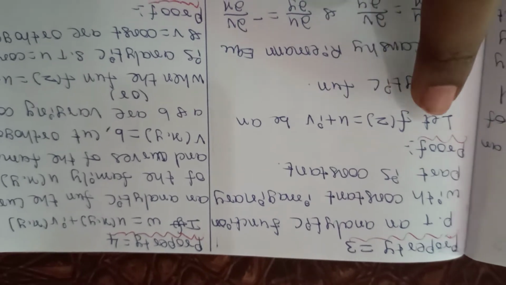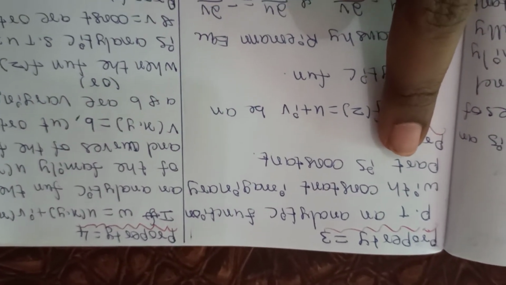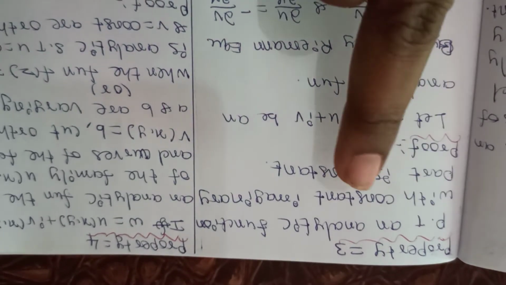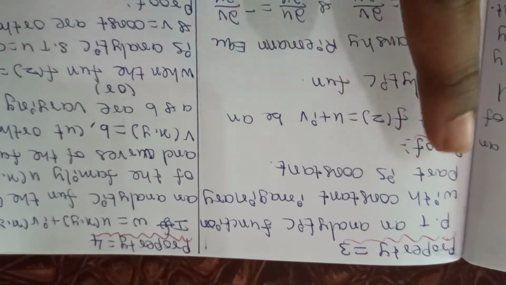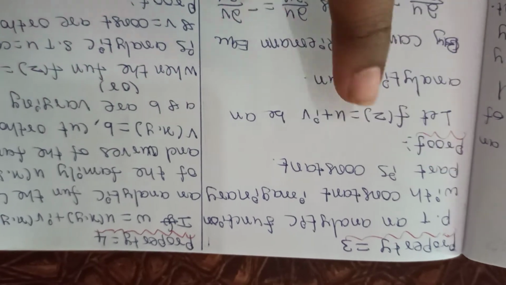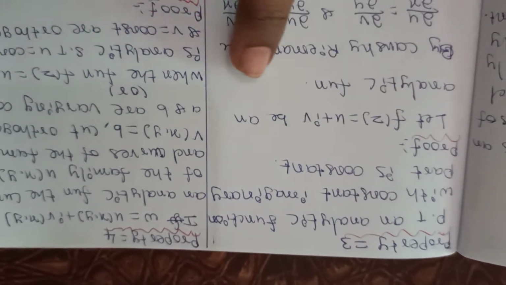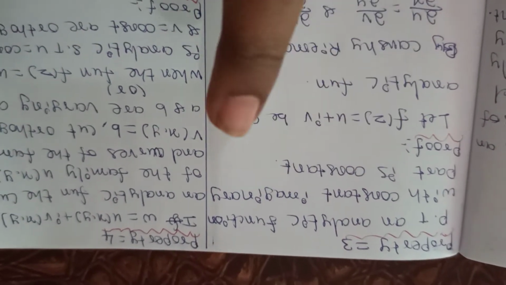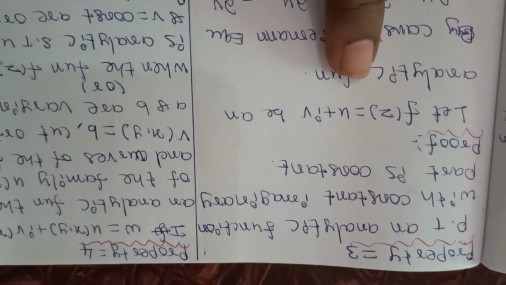And now we take property number 3. What's the statement of property number 3? Prove that an analytic function with the constant imaginary part is constant. With the previous property we saw that an analytic function with the constant real part is constant. And now we have to see that an analytic function with the constant imaginary part is constant.